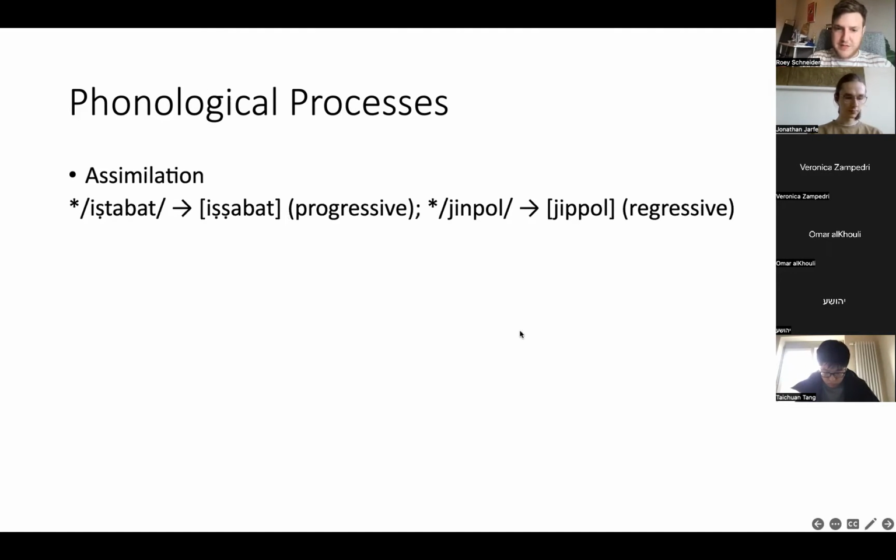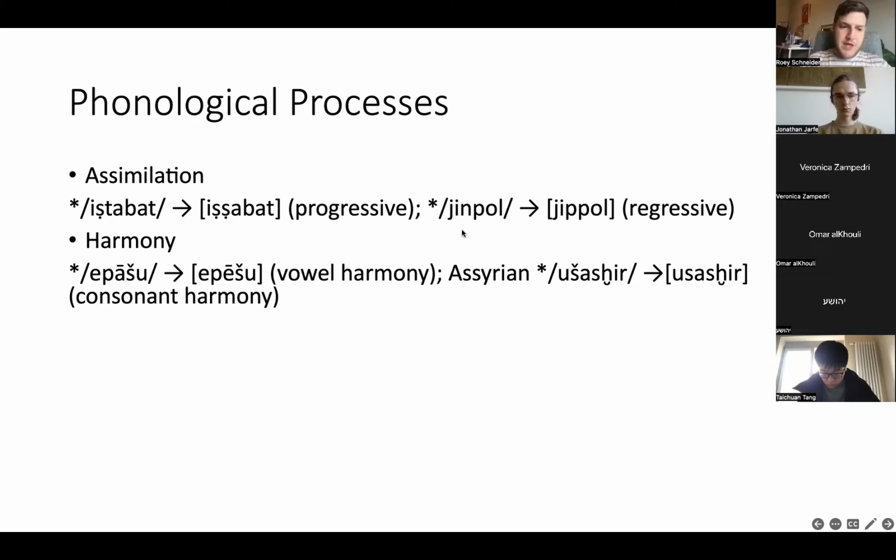So, assimilation is a nice example of when two consonants or two sounds assimilate to one another, or one assimilates to the other. For example, in Akkadian we have itzabat that changed to itzabat, so the T assimilates to the tzadi. In Hebrew, the N assimilates to the P. Harmony is the same as assimilation, only when the sounds involved are not adjacent, not in immediate contact with each other.